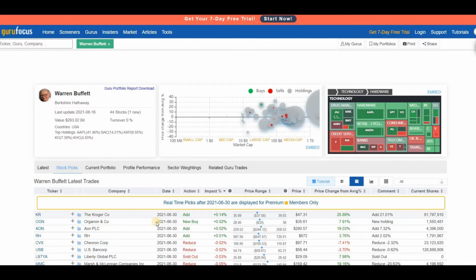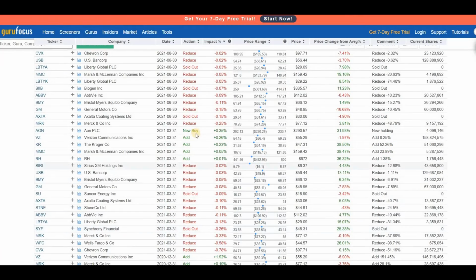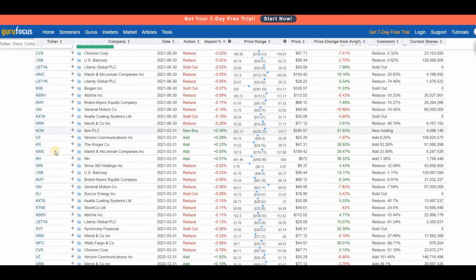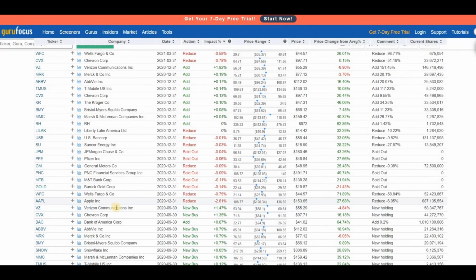So as we see right here, he only bought 4 stocks, and out of these 4 stocks, he bought quite more of Kroger than any other stocks. So as you can see, he reduced quite a bit in the other holdings, and he has continued to buy Kroger for a while now. He keeps adding, 52% in addition to his Kroger purchases.